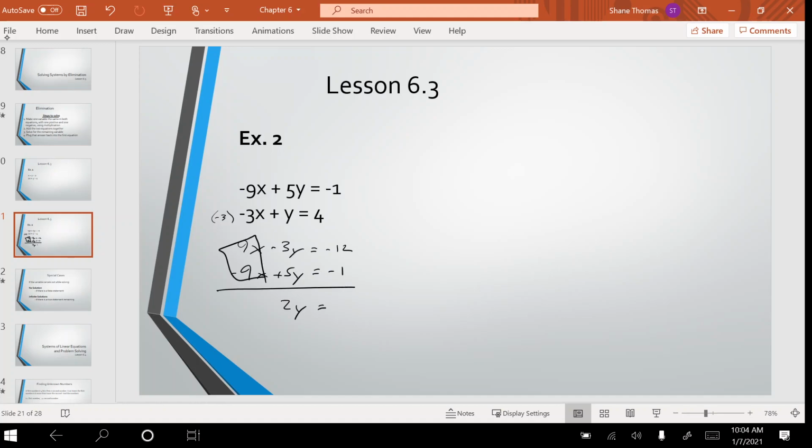So I have 2y equals negative 13. This guy's going to be a little ugly. Divide both sides by 2. y is going to be negative 6.5. Okay, that's the first one.